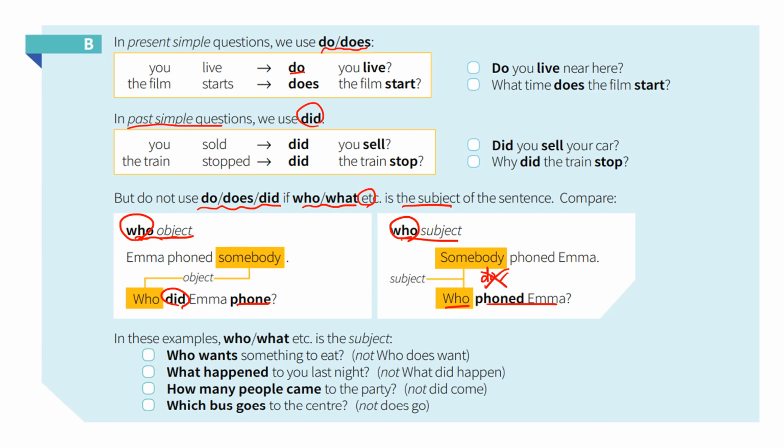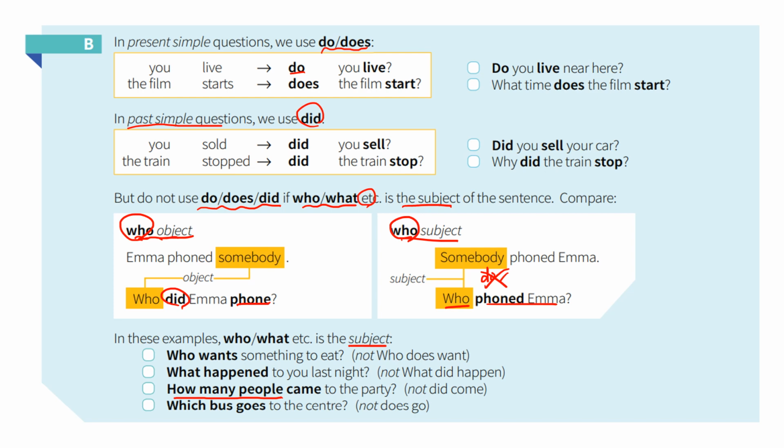In these examples, who, what, etc. is the subject. Who wants something to eat? So do not say who does want. What happened to you last night? Don't say what did happen. How many people? So this is the subject. How many people came to the party? Do not say how many people did come.